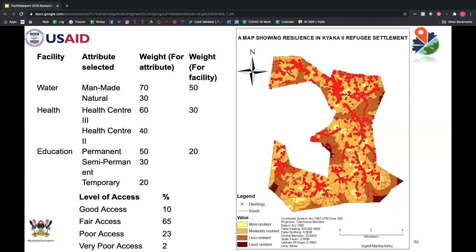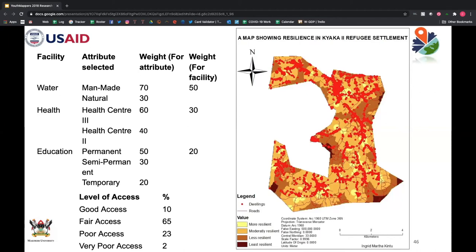Then for each of the facilities, for example, the water, we looked at the different attributes within those facilities and also assigned weights. So for example, someone who has access to a man-made water point would have better quality water compared to someone from a natural water point. When it came to the health centers, a health center three is more equipped to handle more advanced cases in comparison to a health center two. In education, we have permanent, semi-permanent, and temporary.